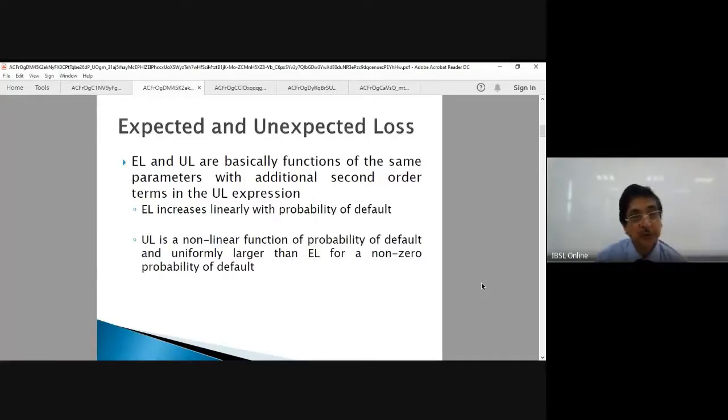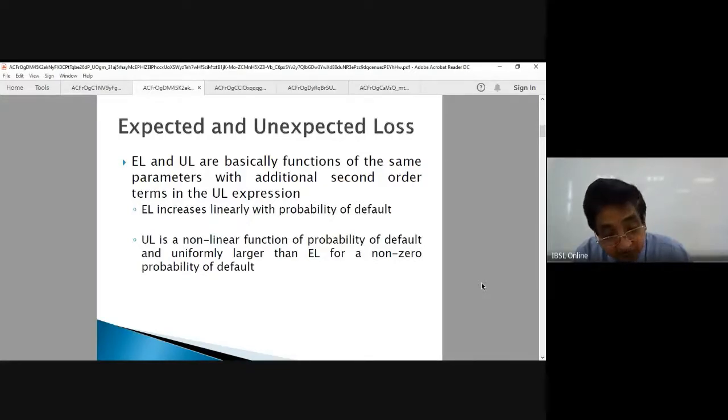But if you look into the parameters of expected and unexpected loss, you might see that all these concepts, the factors, depend on similar types of parameters. Now, I think we have an idea about these parameters. Basically, the probability of default, loss given default, and exposure are the parameters in the calculation of expected and unexpected losses.